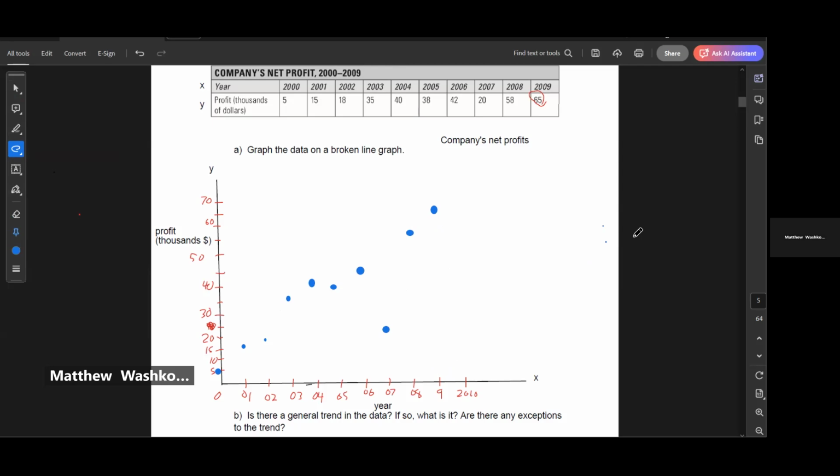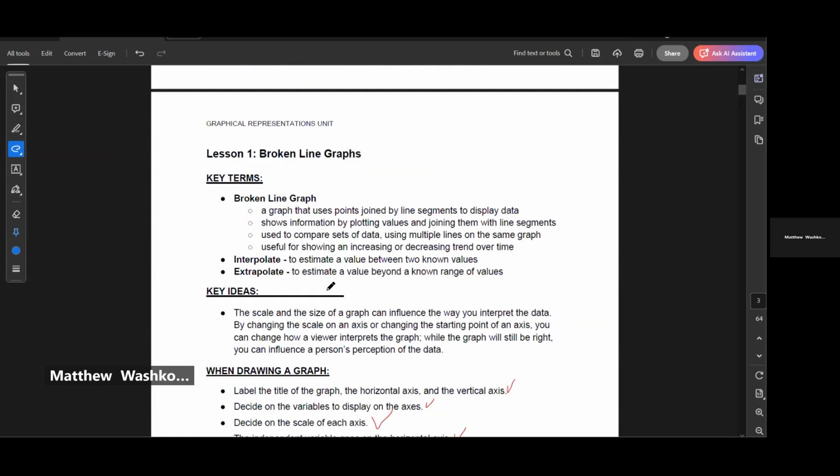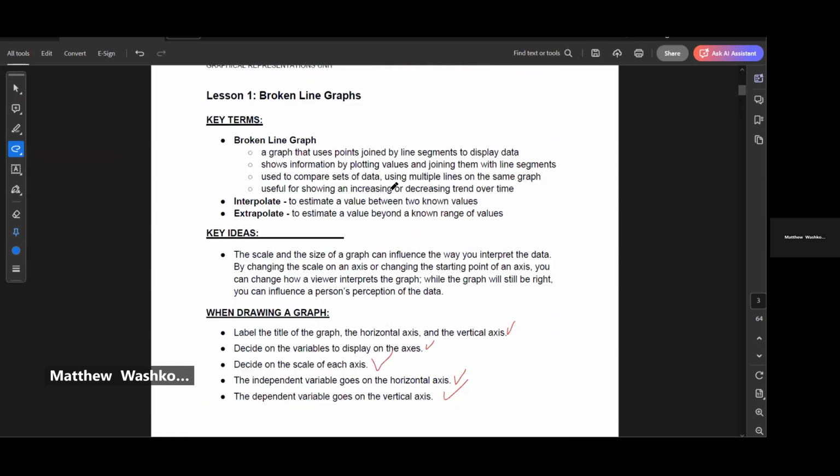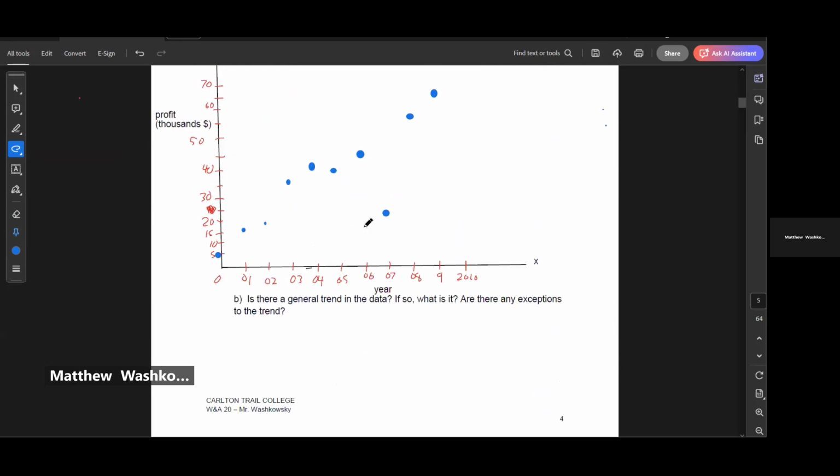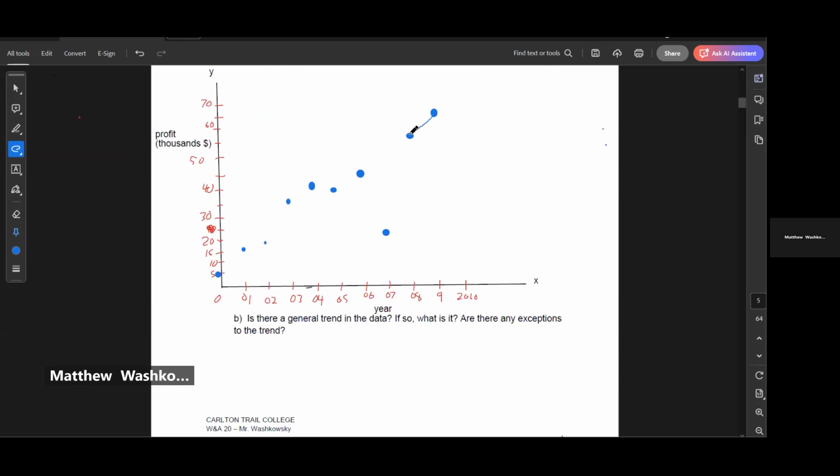Now all I got to do is, remember, broken line graph, all I got to do is plot the values and I join them with line segments. It's connect the dots. So I'm just going to connect my dots. You notice how I'm going from 2007 to 2006 to 2005 to 2004 to 2003 to 2002, 1 and 0. And now I have myself a chart here.